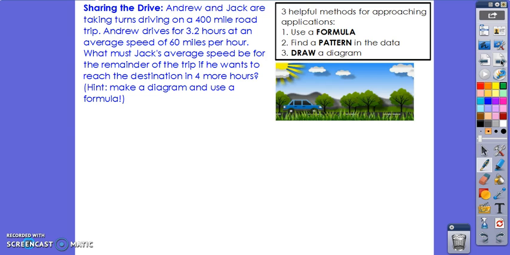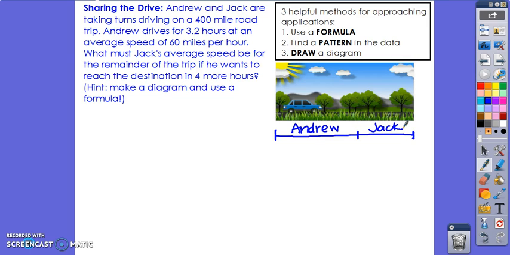These overwhelm me too, so don't freak out. But for me, drawing a picture makes a big difference. So I'm just going to draw this road trip from start to finish. Andrew's going to drive for the first part, and it might not be exactly half. I'll just split it kind of randomly. So we're going to have Andrew drive first, and then Jack. I don't know that Andrew's driving more.